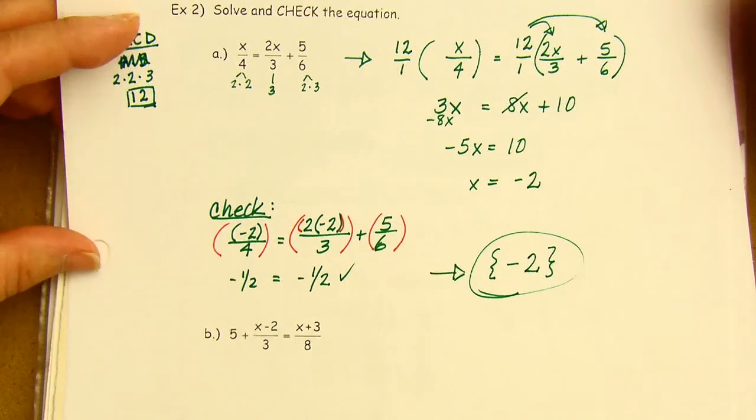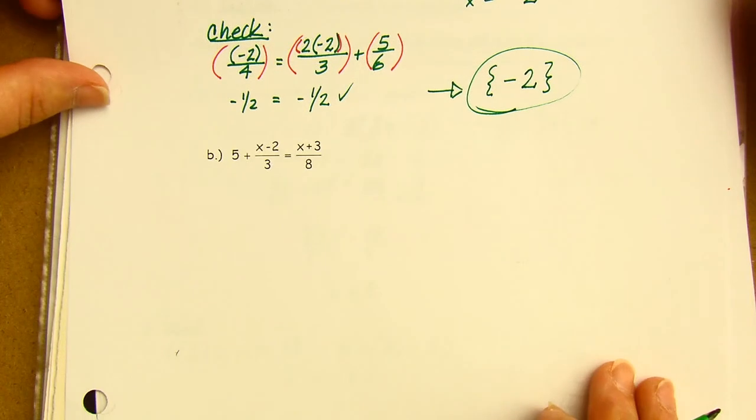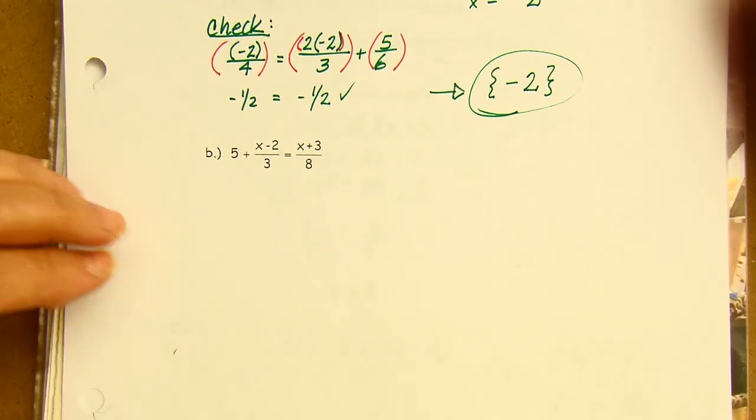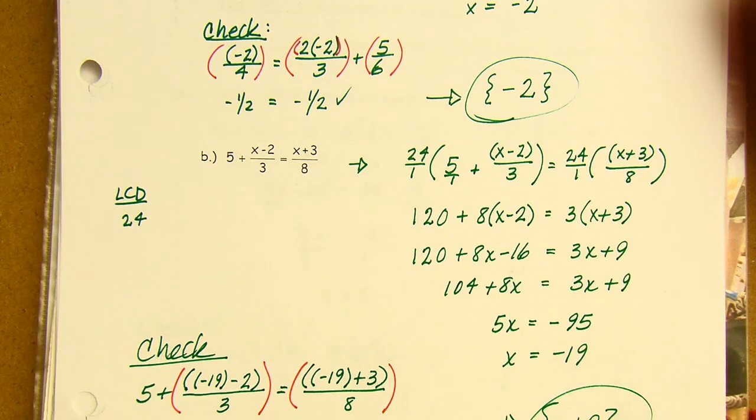One more problem to do. You could, if you wanted to, pause the video and try this one on your own. Let's do that. I will pause my video. Okay, hopefully you worked through that problem. You ended up with x equals negative 19.